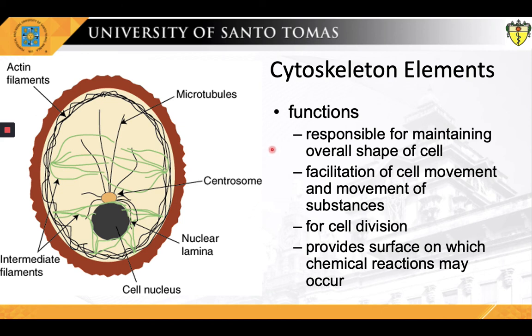The cytoskeleton elements have important functions. Their dynamic structures maintain overall cell shape, and have also been known to protect the cell. These elements also enable some cell motion and play important roles in both intracellular transport, for instance, the movement of vesicles and organelles. It is also important in facilitating cellular division and providing surfaces on which some chemical reactions may occur.